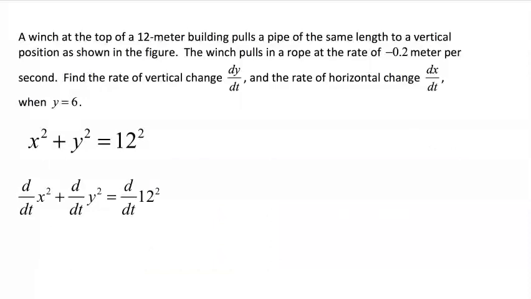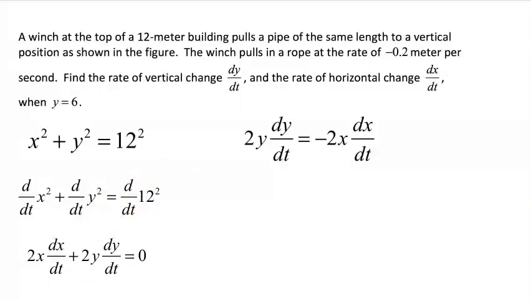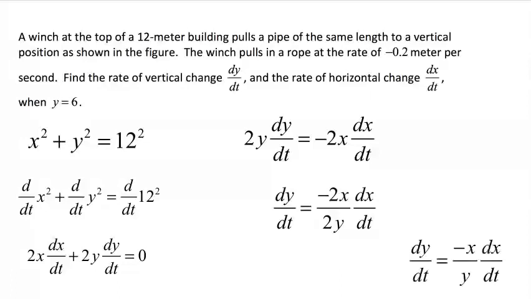Take the derivative with respect to t of both sides. So the derivative with respect to t of x squared would be 2x dx/dt. Derivative with respect to t of y squared would be 2y dy/dt. The derivative with respect to t of 12 squared is 0. 144 is a constant. And then relating those ideas, we could say 2y dy/dt is negative 2x dx/dt. And then dividing both sides by 2y, I get dy/dt is negative 2x over 2y dx/dt, or dy/dt is negative x over y dx/dt. So we're going to use that later, but this relates dy/dt and dx/dt.